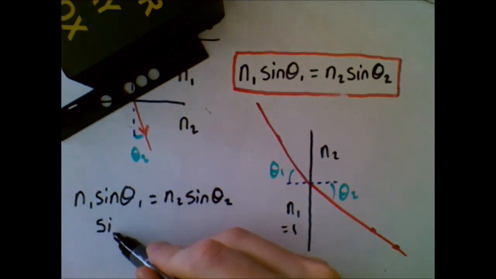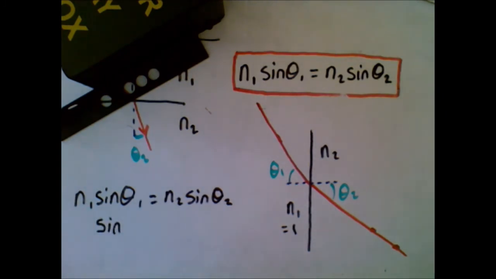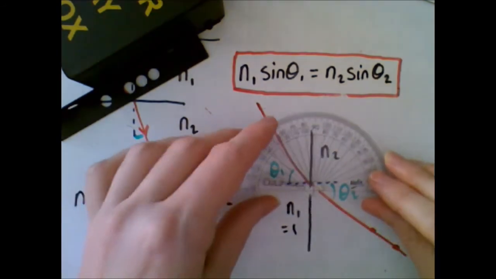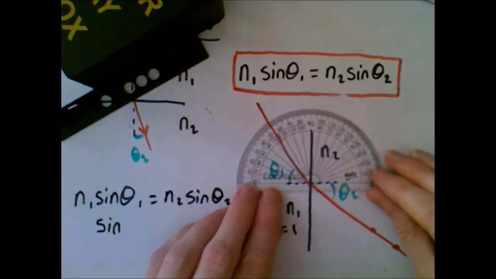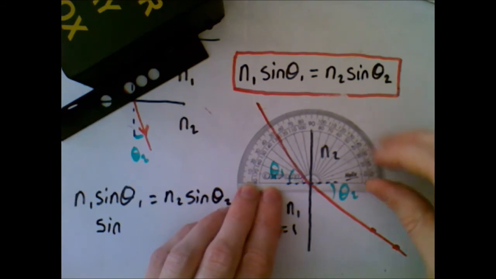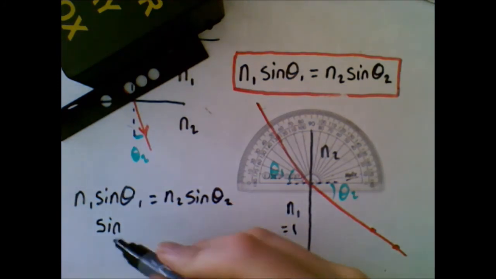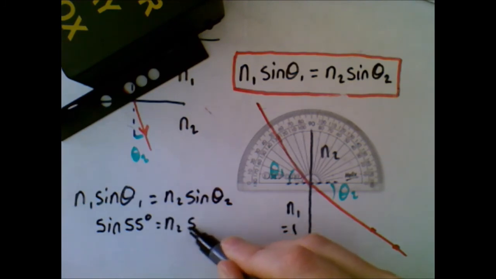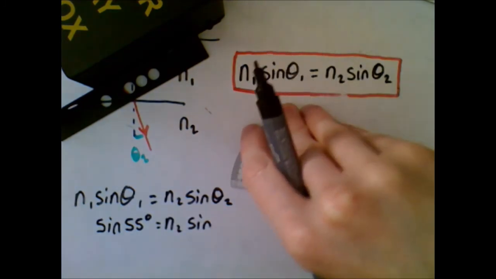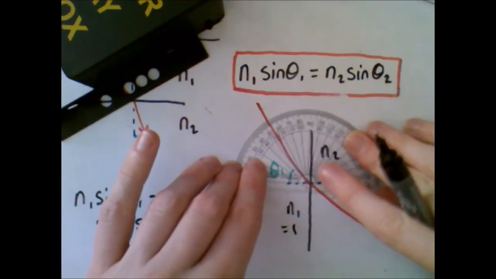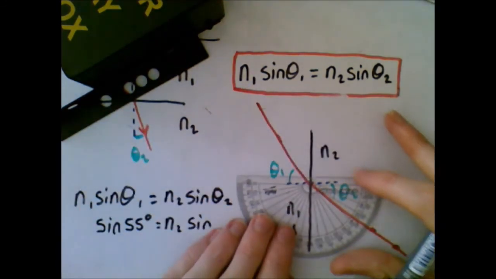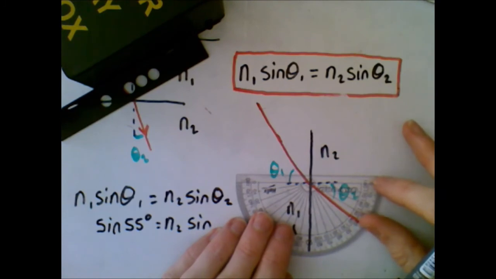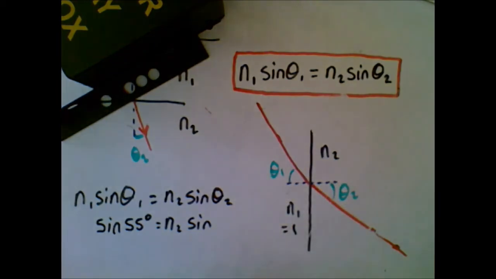So sine θ1, right, θ1 I've got to measure. Now, obviously, this is going to be very, very rough given my drawing on this occasion. But θ1 is looking like, and I'm going to go very roughly, 55 degrees. So we've got sine of 55 degrees equals n2 times sine of θ2. Now, θ2, again, this is going to be extremely rough, just because of the limitations of what I'm doing. That is roughly 35 degrees.